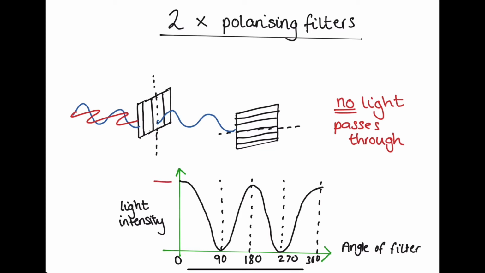This graph shows how light intensity varies as we rotate our second polarizing filter. We get fluctuations from a maximum to a minimum. Minimum at 90 degrees and 270 degrees, which is when no light is passed through, and maximum at the other points.